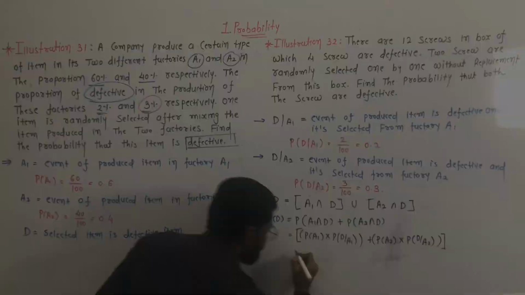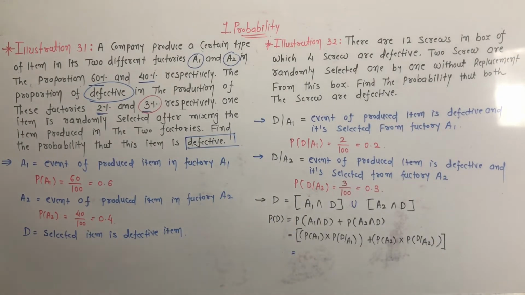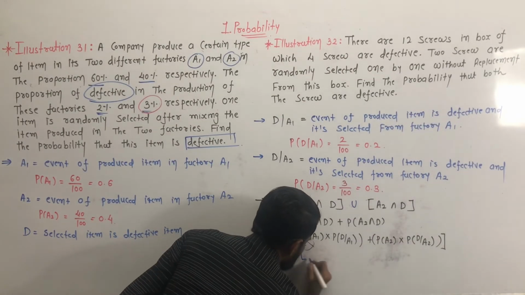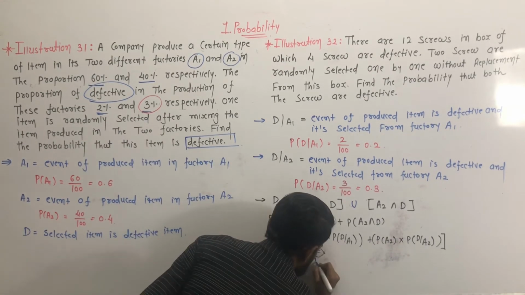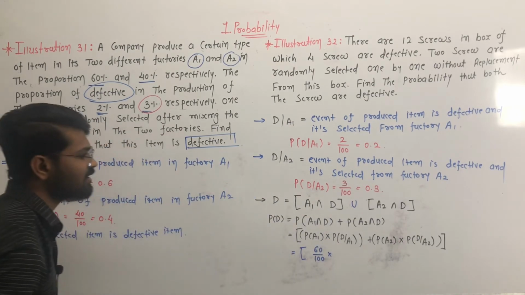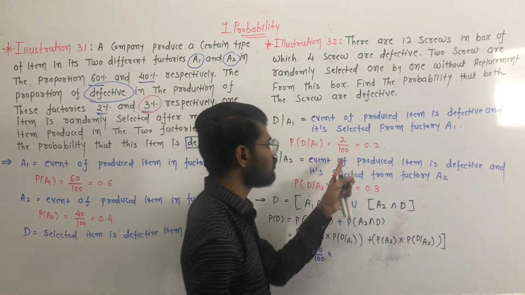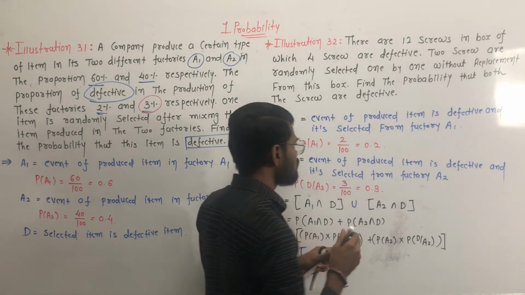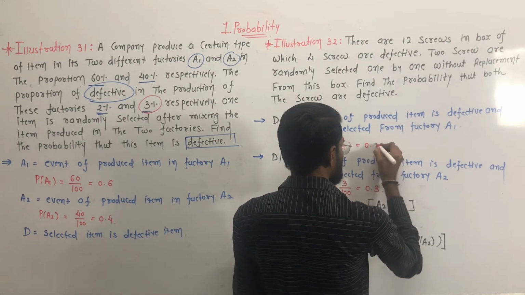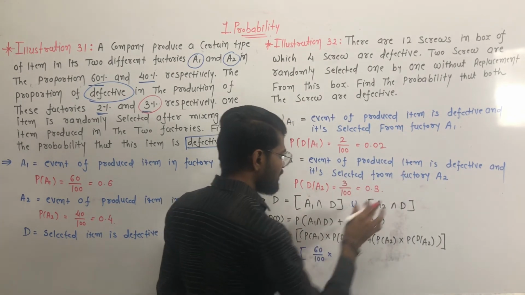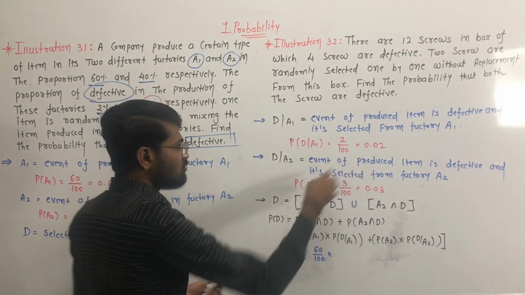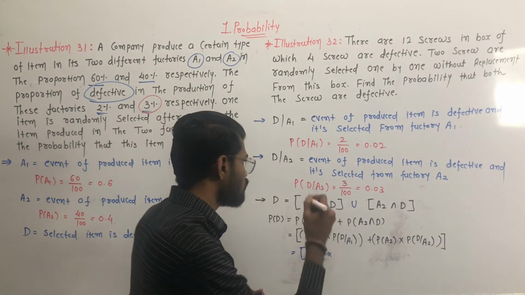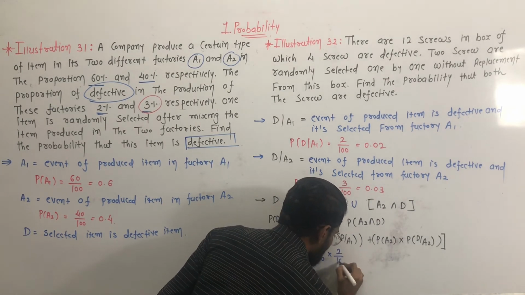P of A1 is equal to 60 by 100, which is equal to 0.6. Yes, 60 upon 100 multiplied by P of D by A1. P of D by A1 is equal to 2 by 100. Sorry, it is equal to 0.02. It's my mistake. And for A2, 3 upon 100 is equal to 0.03. Done. Okay. Now P of D by A1 is equal to 2 by 100. Yes, 2 by 100. Okay.